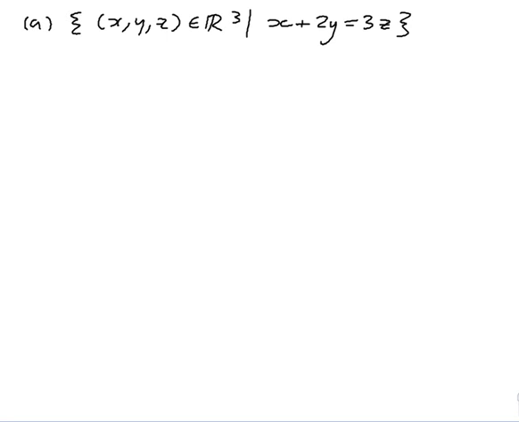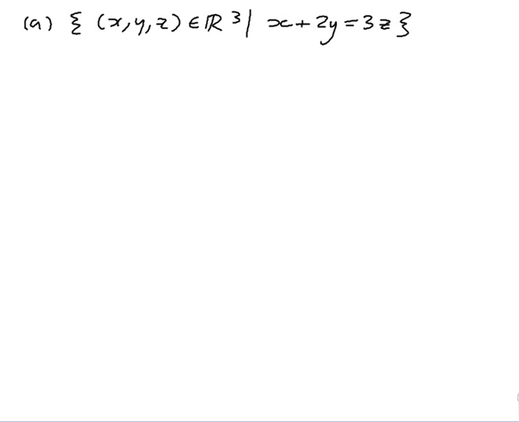A. The set of x, y and z in R3 such that x plus 2y is equal to 3z. Well, it's certainly a linear equation because there's no x squareds and no x times y's or anything like that. Is it a homogeneous linear equation? Well, homogeneous would mean that there's no constant term, or I could rearrange it to get everything equal to 0, and I can do that. Let me actually be absolutely clear about that.